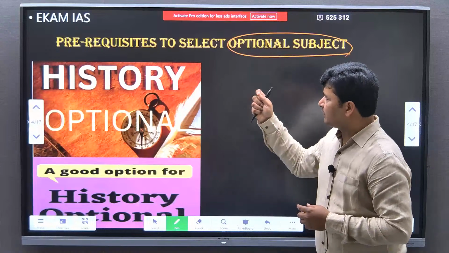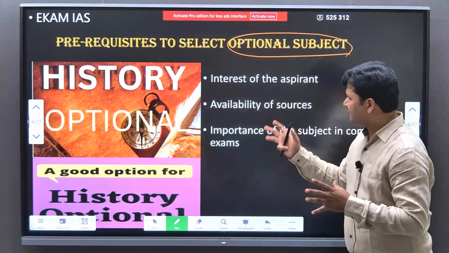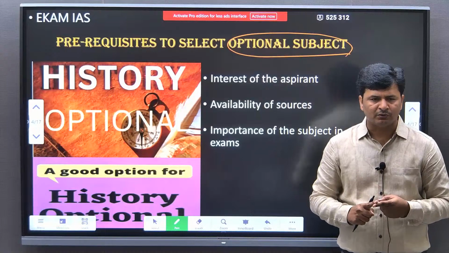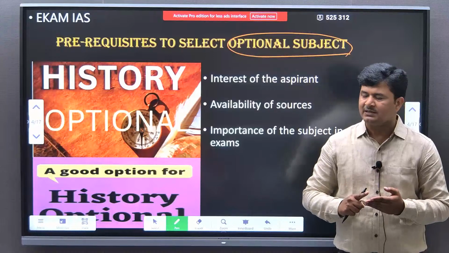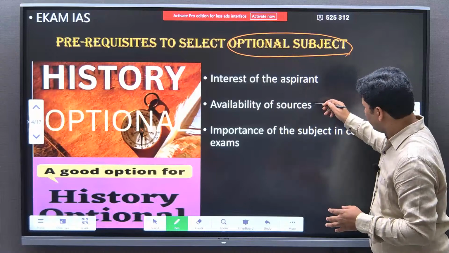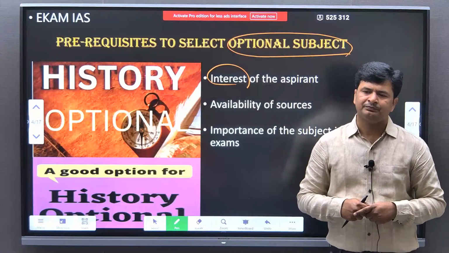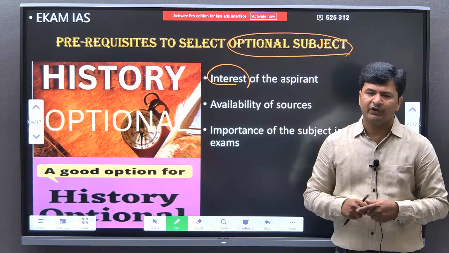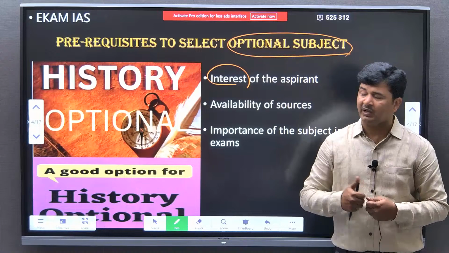So what are the prerequisites to select an optional subject? We generally say the first and foremost prerequisite is the interest of the aspirant. Whatever background you belong to, maybe humanities, sciences, engineering, or medicine, whatever educational background you belong to, you shall inculcate interest in a particular subject. When you have interest in a particular subject, however difficult the subject is, you work on that interest.